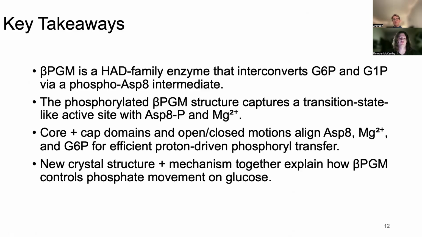The alpha beta core domain and cap domain and the conformational changes between open and closed states work together to align aspartic acid 8, the metal ion, and glucose 6 phosphate for efficient proton-driven phosphoryl transfer. These results combine structural observations made from newly formed crystal structures from the researchers and a mechanistic reasoning to give a detailed picture of how beta-phosphoglucomutase controls phosphate movement on glucose in cells.